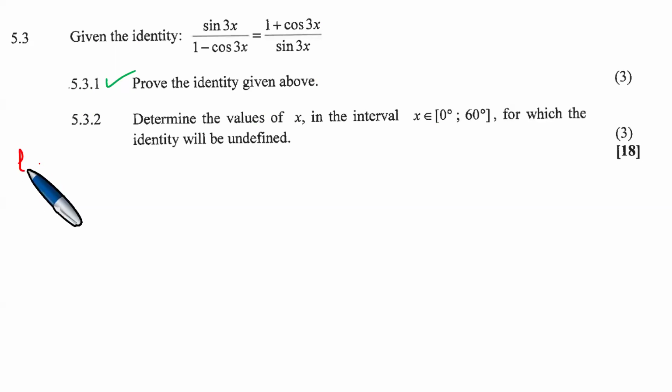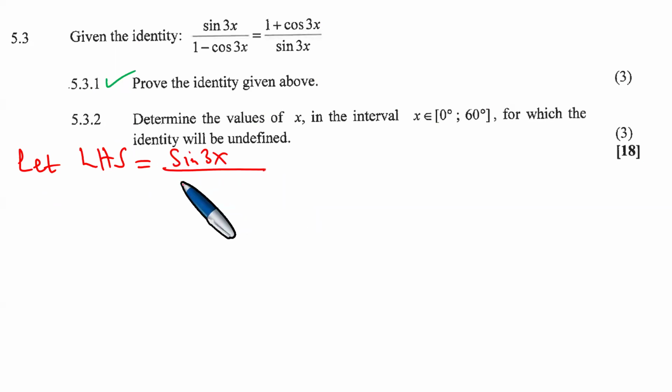We are doing 5.3.1 and we are trying to prove it. We have sine of 3x. I'm going to suggest we take the left, but you can also take the right and produce the left. You can also do both sides. How do we do this one now? What do you think? I'm just testing you before we do it together. What can we do here?